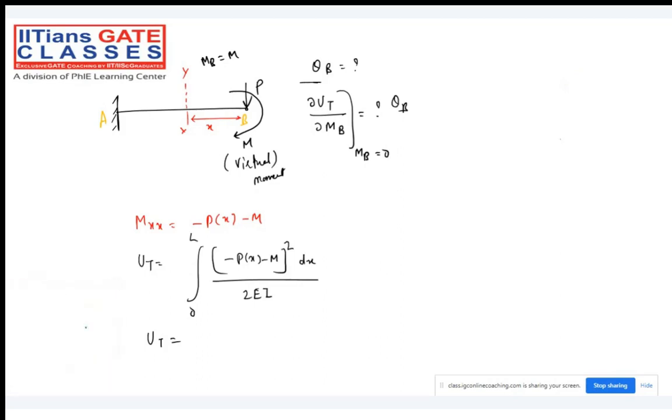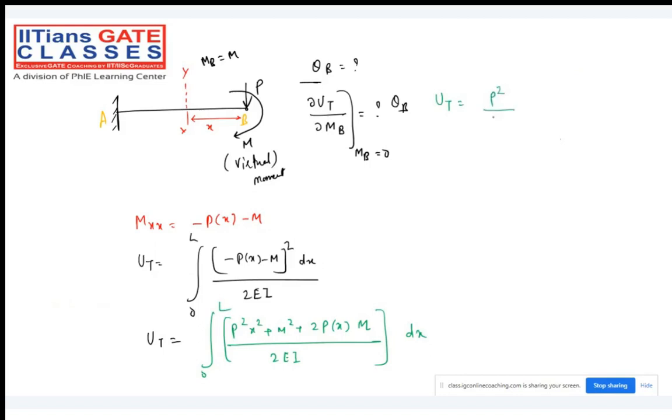Right? Now, (a plus b) whole square, what can we make? P square x square plus m square plus 2pxm, divided by 2EI, and we have to do dx from 0 to L. So what can we make? U total. We can make the integration of P square divided by 2EI times x cube divided by 3, that is the integration of the first term, plus m square divided by 2EI.